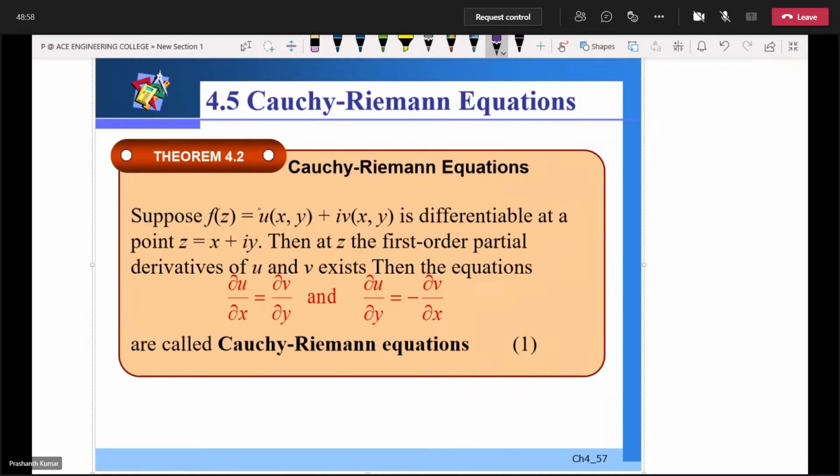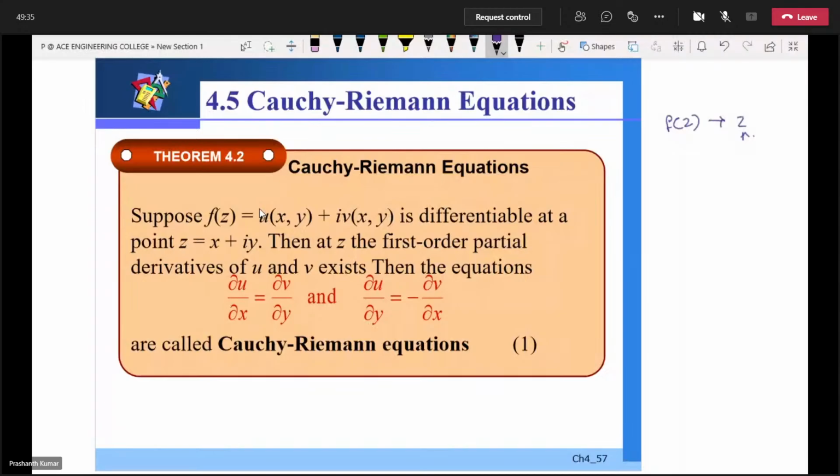theorem statement we are discussing. I am not discussing the proof of this theorem, just you remember this one. The statement is given that suppose f of z is differentiable at a point. F of z is a function. It is differentiable at a point z. Then at this z, the first order partial derivatives of u and v exist.